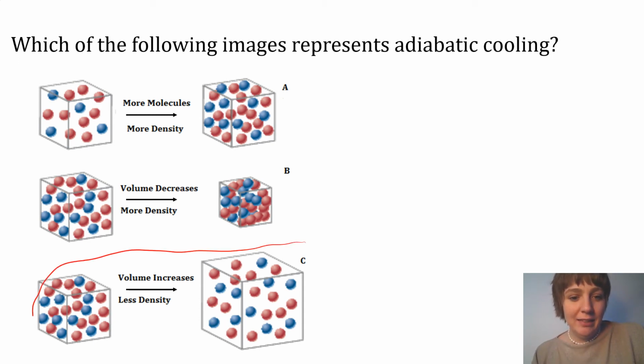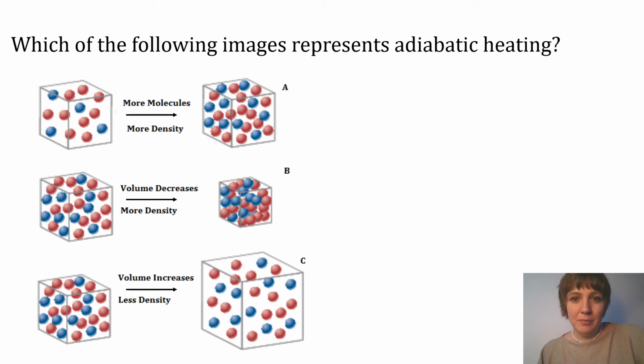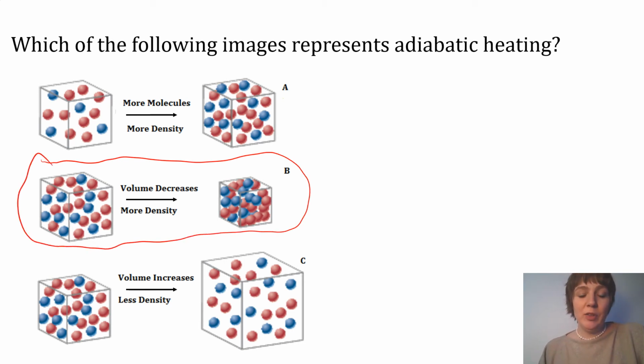If you selected C, great job. Adiabatic cooling means that you're going to have cooling occur simply due to an increase in volume. So, which of the images represents adiabatic heating? Hopefully, you selected B. In this case, the number of molecules stays the same, but the volume that they are taking up decreases, forcing them to be tighter and tighter compacted, which is going to increase the temperature of our parcel there.